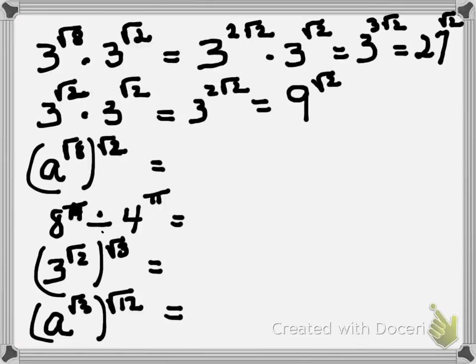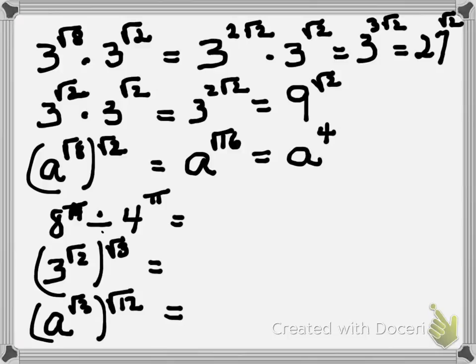The next one, I have a power raised to a power. So I can multiply the exponents together. And I get a to the square root of 16 as the exponent, and the square root of 16 is 4. So I get a to the 4th.